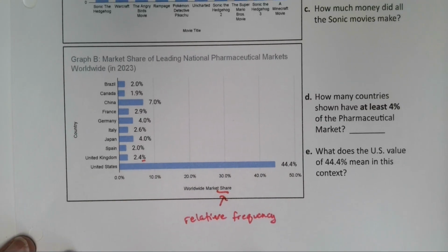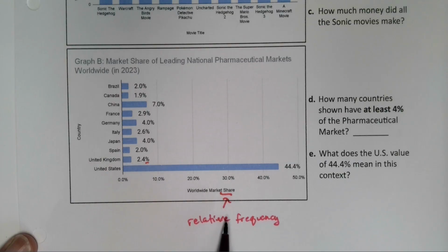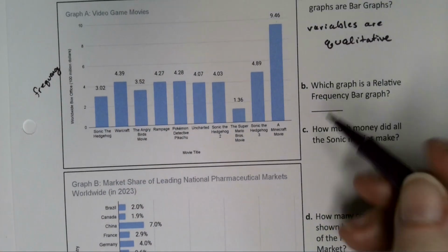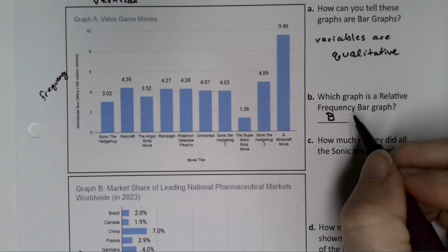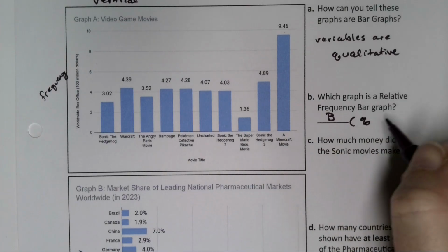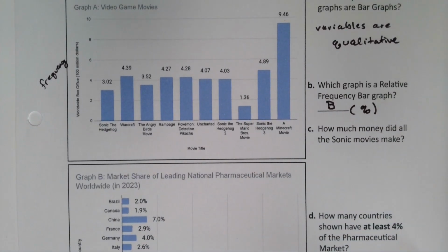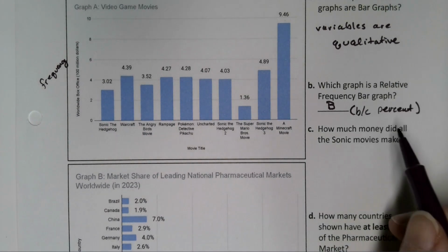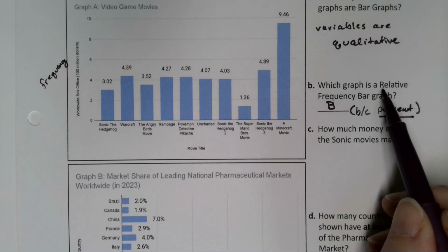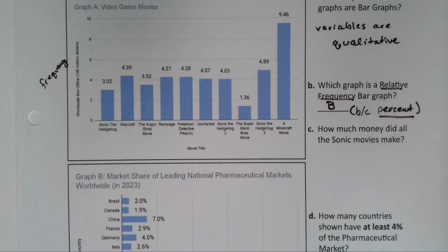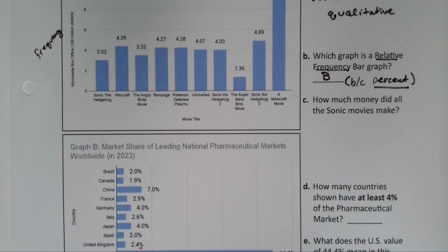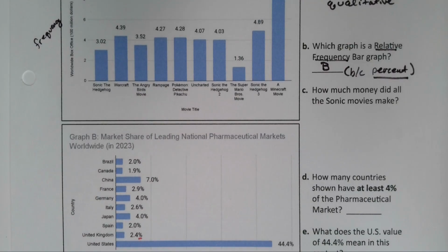So graph B is actually a relative frequency bar graph. So we're going to say graph B, right? And I'll make a little note. It's because they're percents, right? Percents are relative frequency. Actually, I thought I'd write it out because I didn't want you to get confused. Percent is relative frequency, right? Relative frequency is percent. How much money did all the Sonic movies make?